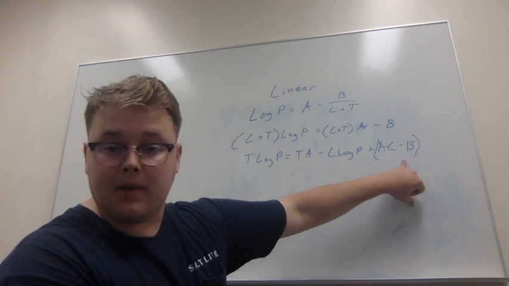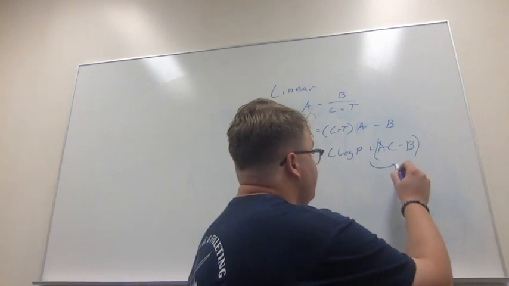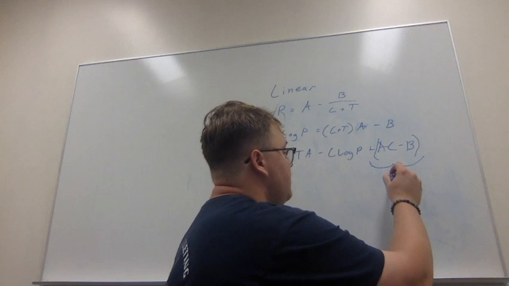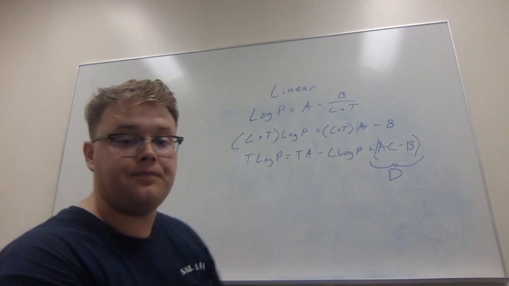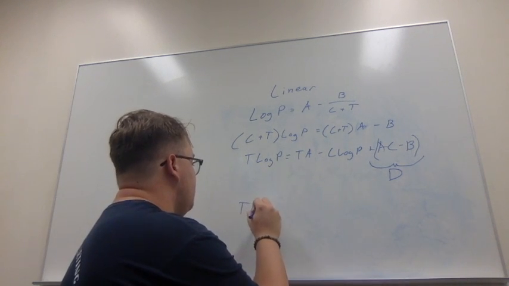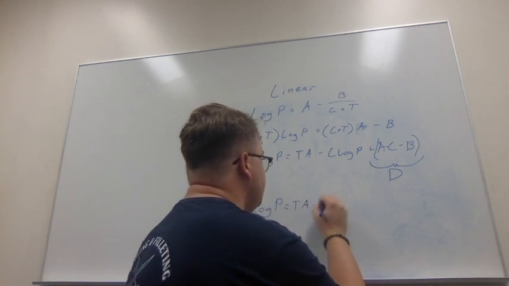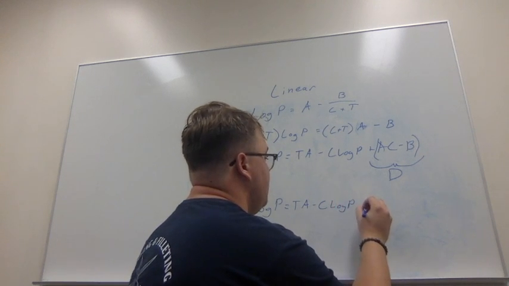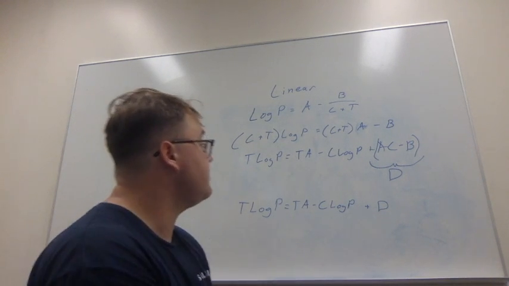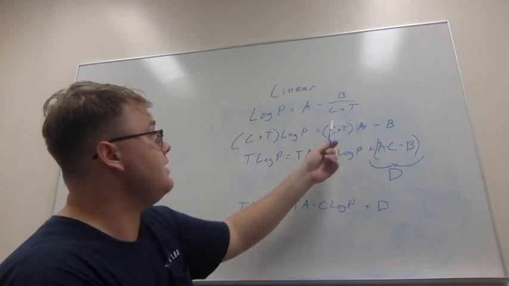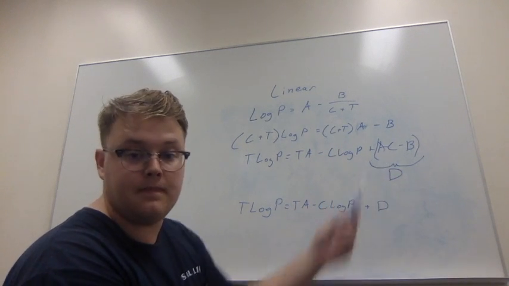As you notice, AC minus B is made up of all variables. So I can simplify this by turning it into a new variable, which, to keep everything simple, key is simplicity, is to turn this into D. Now I can write it out as T log P is equal to TA minus C log P plus D. Out of the variables I began with, A, B, and C, now I have A, C, and D.